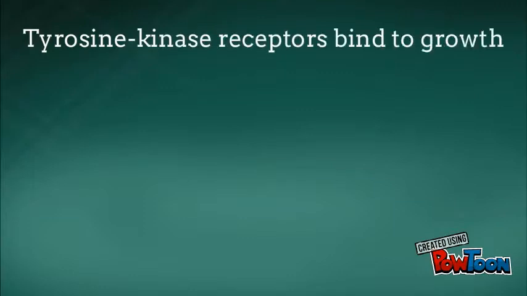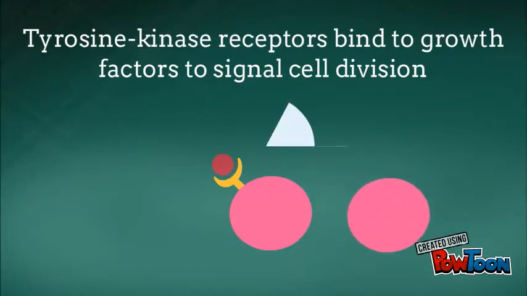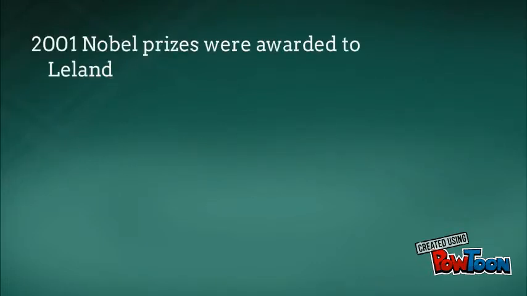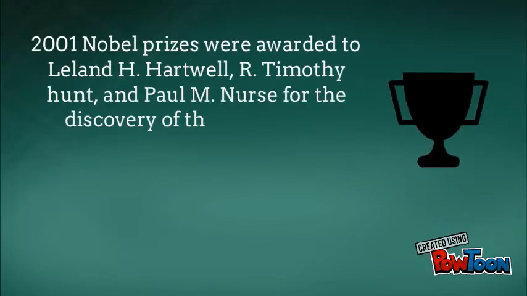Tyrosine kinase receptors bind to the growth factors to signal cell division if everything is normal. Cyclin-dependent kinase is the key protein in triggering different steps in the cell cycle. In 2001, Leland H. Hartwell, R. Timothy Hunt, and Paul M. Nurse won the Nobel Prize for this discovery.